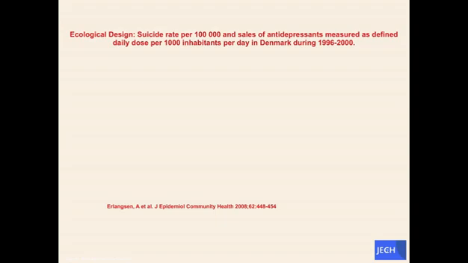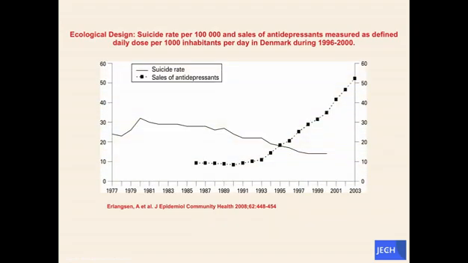Let us see some more details of ecological design. In this graph, two variables are plotted. Suicide rates in a 15-year period in Denmark are plotted against antidepressant sale rates in the same time period in the same country. There seems to be a pattern suggesting a drop in suicide rates with an increase in antidepressant prescription across the years.